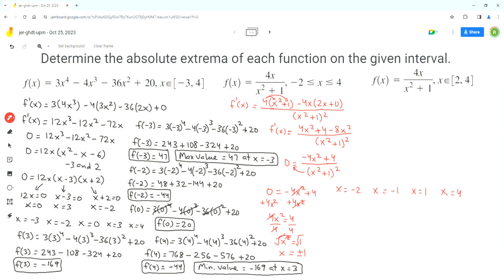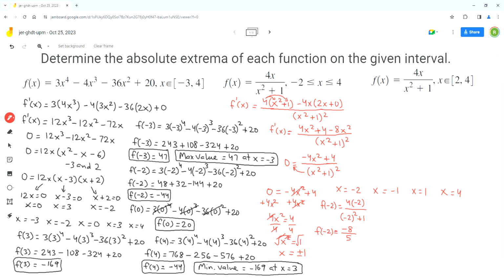So let's start with x equals negative 2. So we'll sub in x as negative 2 in the given function. So f at negative 2 will be equal to 4 times negative 2 over negative 2 squared plus 1. So we get f at negative 2 equals negative 8 over, so negative 2 squared is 4 and plus 1 is 5. So this is the value of f at negative 2.